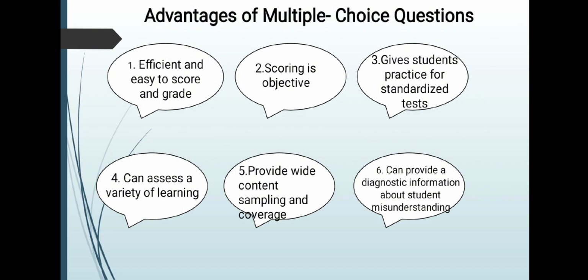The fifth advantage is that they provide wide content sampling and coverage. This means that within one test, a teacher can include items from multiple topics or chapters, giving a more accurate picture of a student's overall understanding. For instance, a 20-item MCQ can cover everything from cell biology to genetics, unlike an essay that may only touch one or two ideas. This ensures that no single topic dominates the assessment, providing a balanced evaluation.